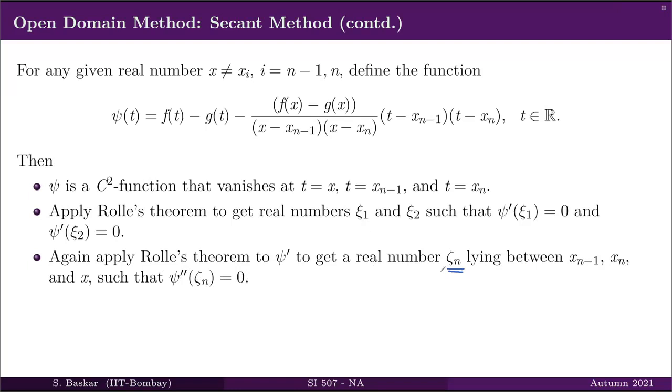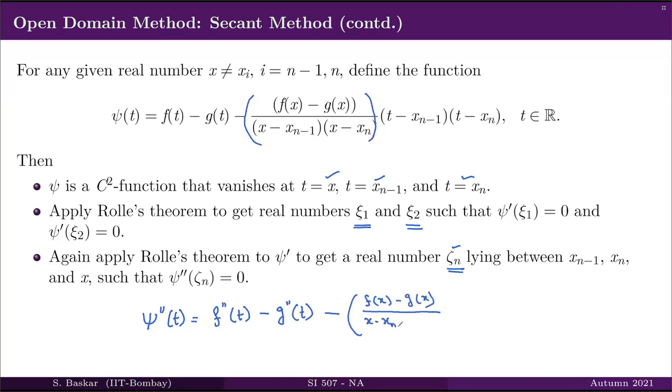Surely, zeta n lies between xn minus 1, xn and x, because psi 1 and psi 2 are lying between these three numbers, and therefore zeta n will also lie between these three numbers. But what is psi double dash of t? It is nothing but f double dash of t minus g double dash of t minus this expression. Remember, we are differentiating psi with respect to t, and this is a quadratic polynomial. It's a monic polynomial. Therefore, the second derivative of it is 2.